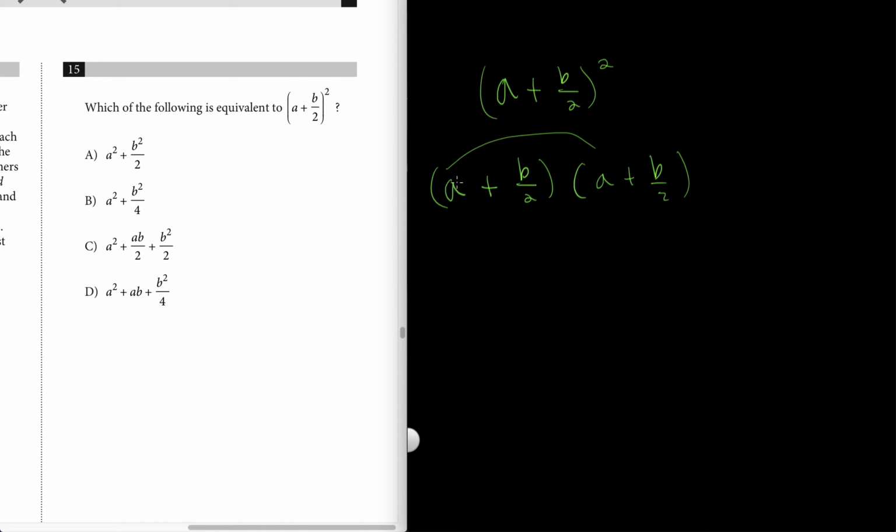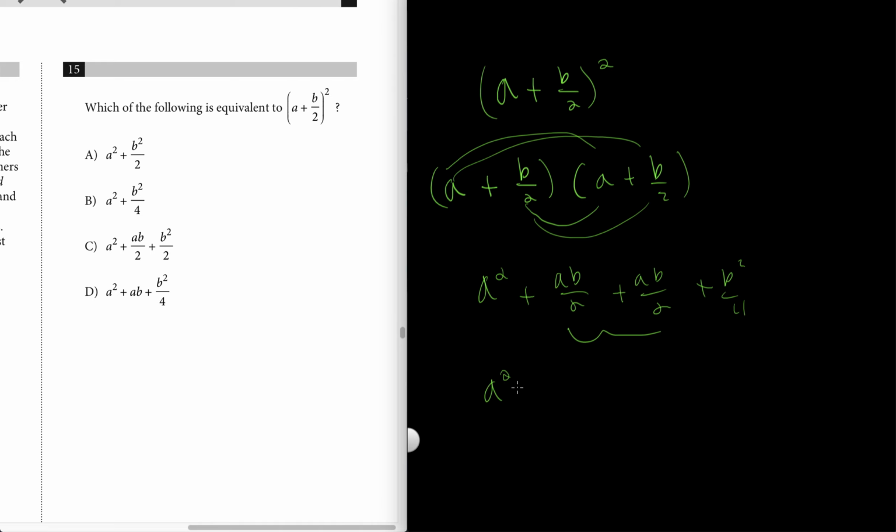So we have to distribute everything. So a times a is a squared. And then we have ab over 2. So ab over 2, and then we have ab over 2 again. And then we have b squared over 4. And we notice that our answer is actually not there. But we can simplify this. ab over 2 plus ab over 2, that's just ab, half of something plus half of the same thing, that's just that thing. So a squared plus ab plus b squared over 4. So it looks like the answer is D.